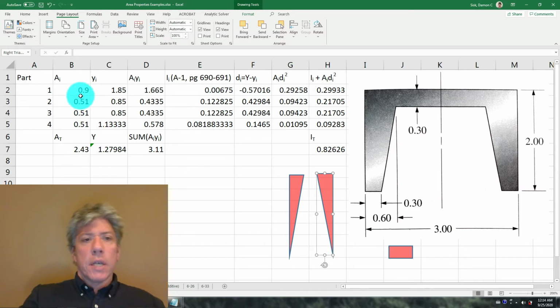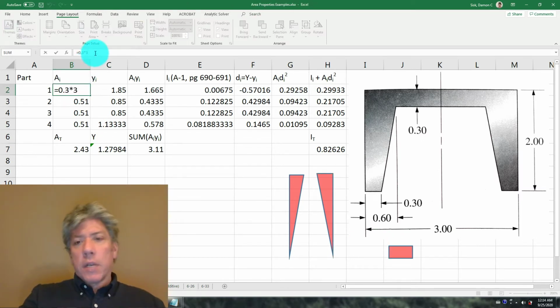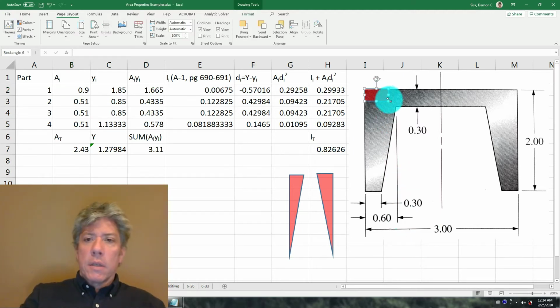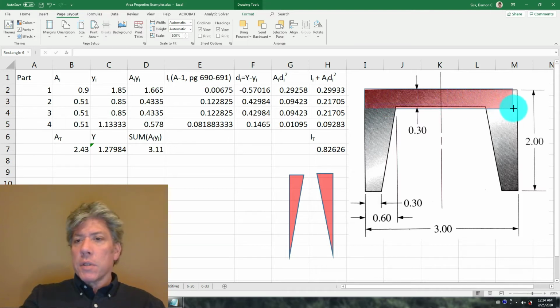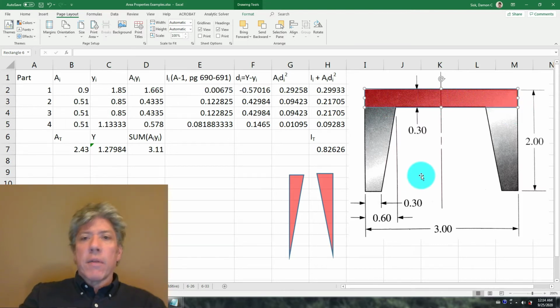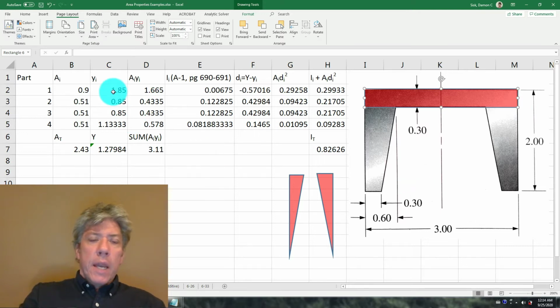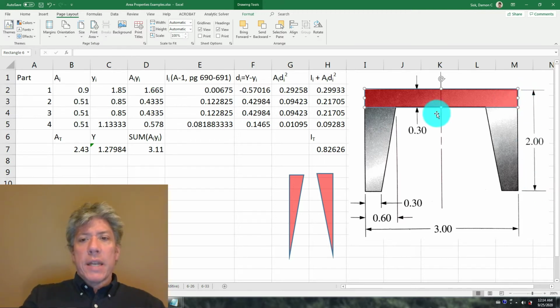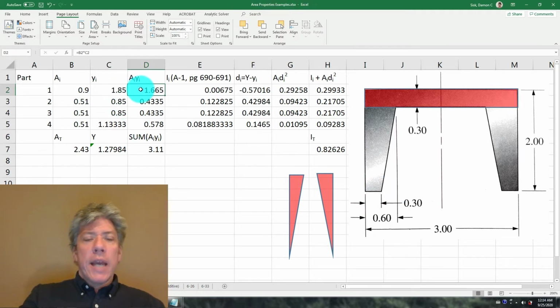So the first thing I do is calculate the area of a rectangle. What rectangle is that? Well, it's 0.3 inches thick, 3 inches wide. And my scan's not perfect, so the lines are off just a little bit. But basically, it's that rectangle, that upper area. And the location of the centroid of that area, notice it's 2 inches up minus 0.15, minus half of 0.3 inches down. So that's 1.85 inches from the bottom of the feet, the bottom of those legs. And then the AY product is calculated here for that particular shape.